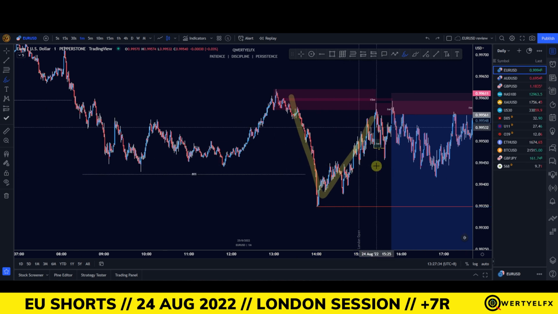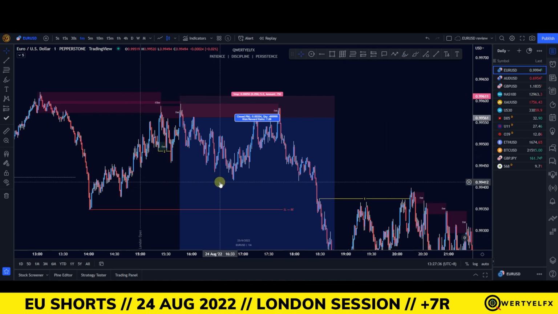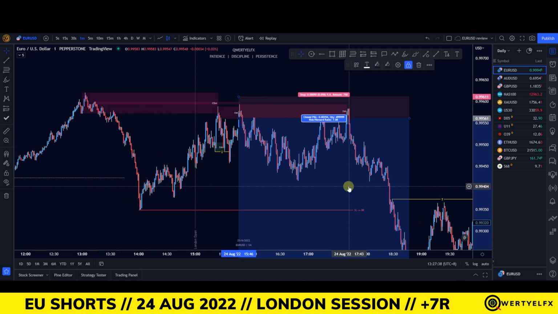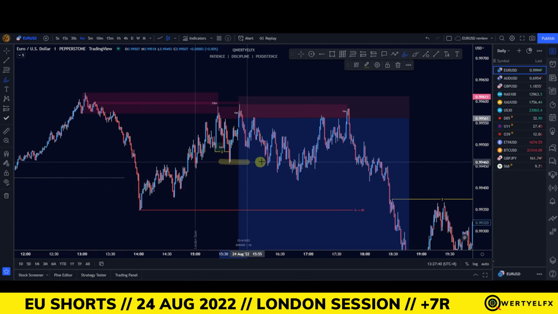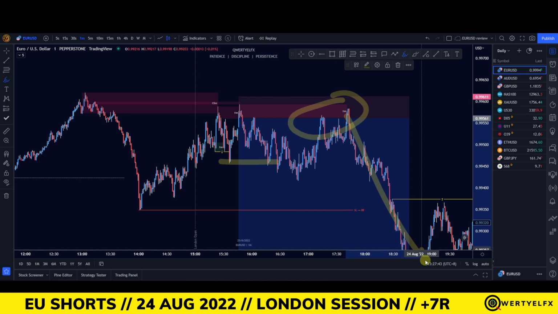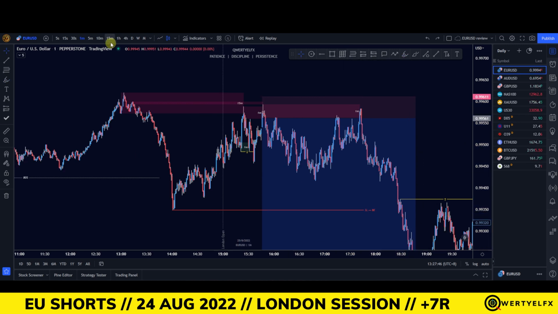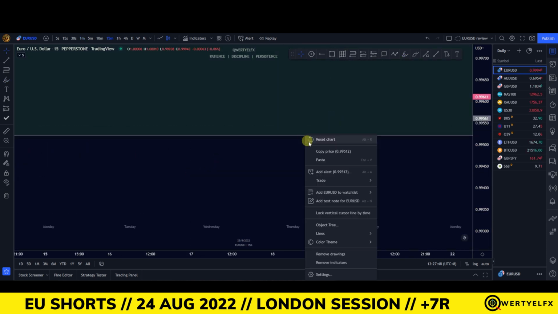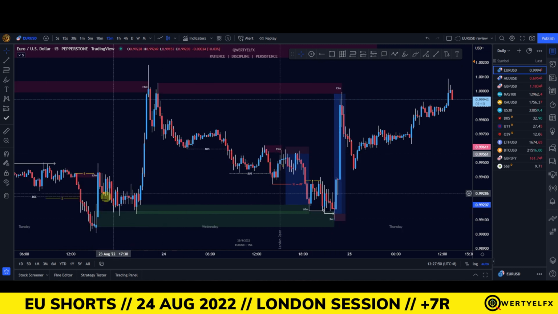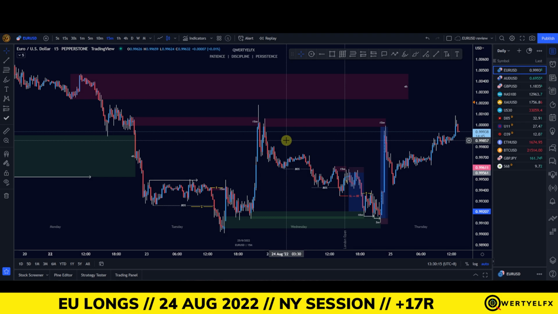And we can see that during the London session, it wasn't very fun because price just ranged sideways for a bit. And if you had put your stop loss to break even a bit too early, you might have gotten stopped out over here before the big move down. Targets for this trade would have been on the 15-minute, as mentioned previously, for these two zones over here at the bottom for 7R.